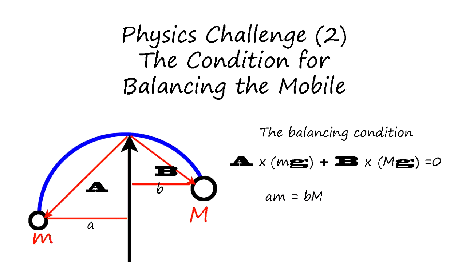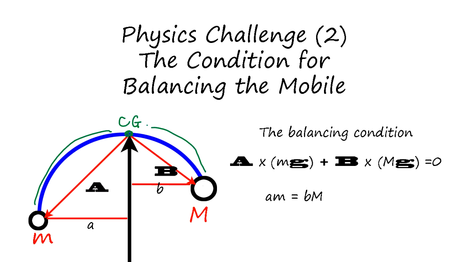Physics Challenge 2, the condition for balancing the mobile. This question is how rigid bodies rotate around the center of gravity. Basically, what you do is figure out all the torques around the center of gravity. This is the center of gravity. Now, when you add the torques up, they all become zero. That means the rigid body will not rotate.